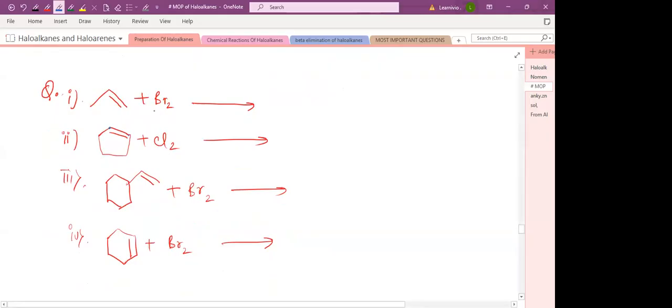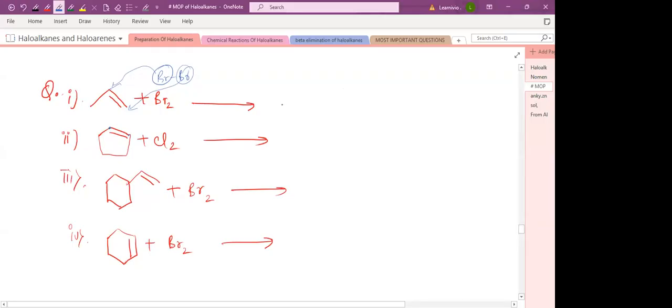It's very simple. You just have to see this carbon-carbon double bond, and you just have to make the vicinal dihalide. Okay, there are two bromine groups, Br and Br. One bromine group is attached to this carbon and the other is attached to this carbon. First step, just break this double bond, and attach one halogen group to one carbon and the other halogen group to the other carbon, and you will get the vicinal type of compound.